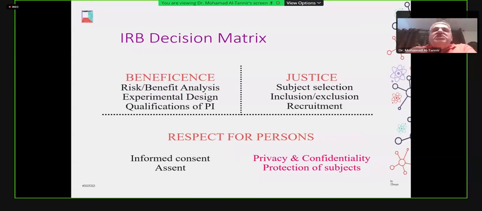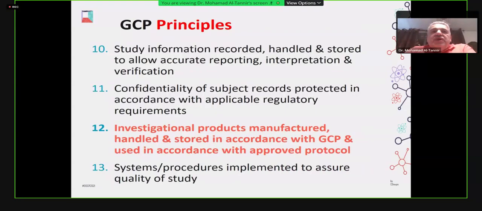Respect for persons, as we said, is informed consent for adults. All adult participants should provide a written informed consent on their own. An assent should be given by all participants aged from 12 to 18, in addition to an informed consent signed by the legal guardian, by which we mean a parent, father or mother. Privacy and confidentiality, protection of subjects, are also major issues for respect for persons.